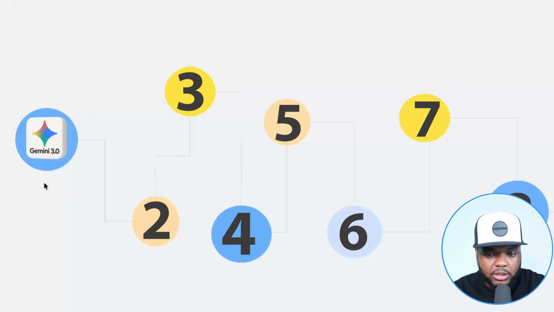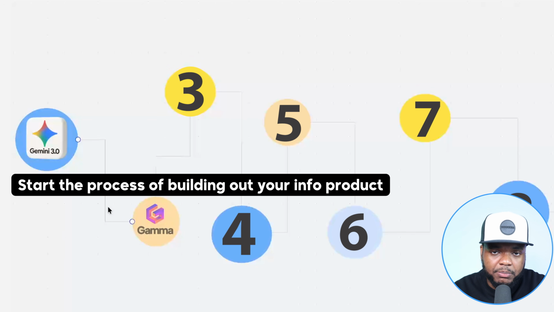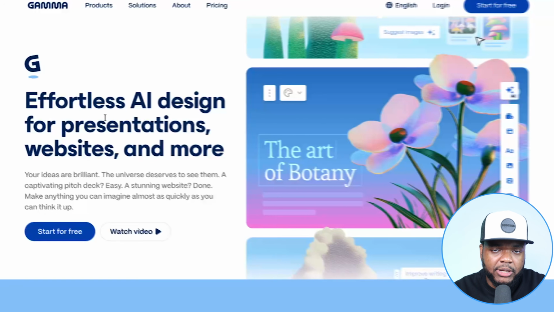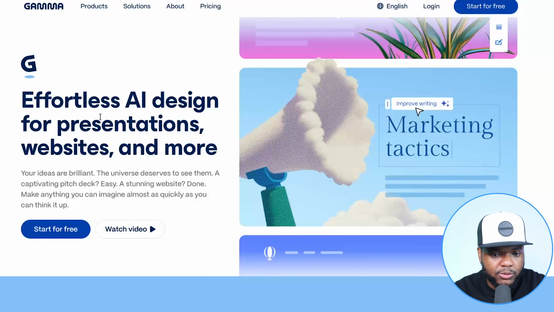So once you've created your custom step-by-step plan with the help of Google Gemini, the next step after that is going to be to start the process of actually building out your info product. And the tool that you're going to initially use is going to be Gamma. And Gamma, as you guys already know, if you've been watching my channel for any amount of time, is a free tool for you to use. So you can test it out, get started with it. There may be some limits when it comes to removing watermarks, but even then it's not expensive at all in terms of what it's able to do.